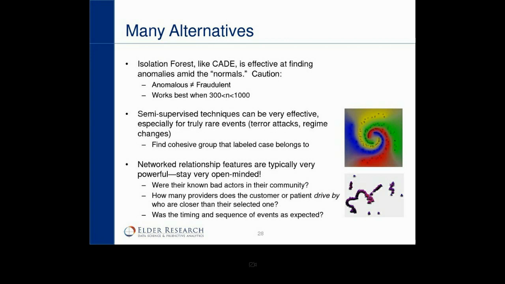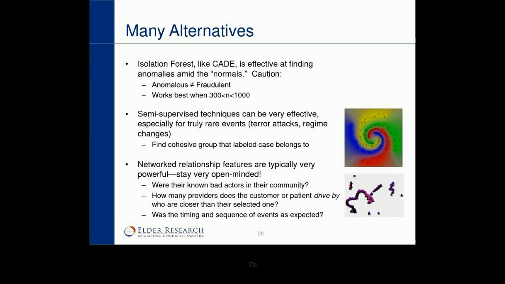Okay, so there are many alternatives to unsupervised approaches. I've described CADE to you, and there's more detail in the printed slides that you have access to about that. But there's another technique called isolation forest, which is an unsupervised technique that says how easily is each case isolated based on all the variables that were given. It's extremely powerful and a very good way of doing it. Again, anomalous doesn't mean fraudulent.